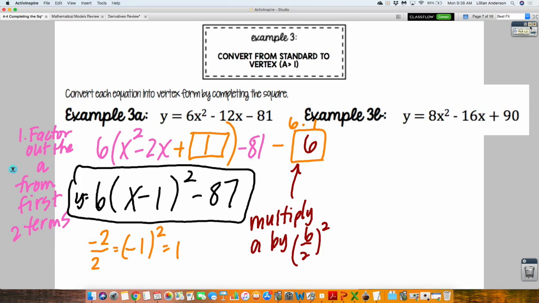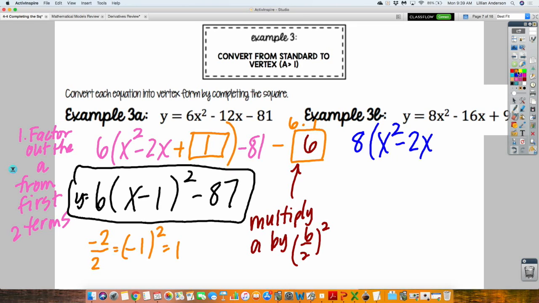Can I complete the square the way it is? No. What do I have to do? Take the 8 out. From all three terms? No. First two. So if I factor out the 8, x squared minus 2x, and then little box. I like the boxes because they do provide a nice visual. Like, I got to fill in these boxes.